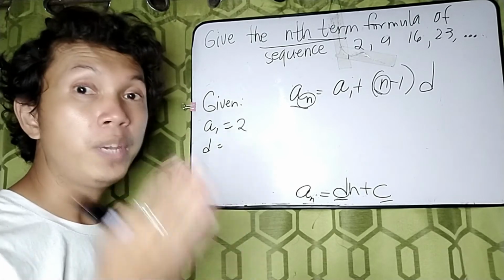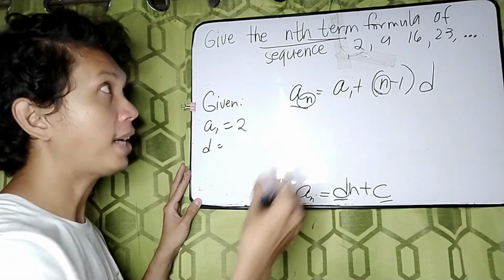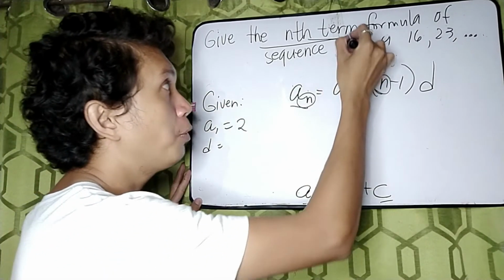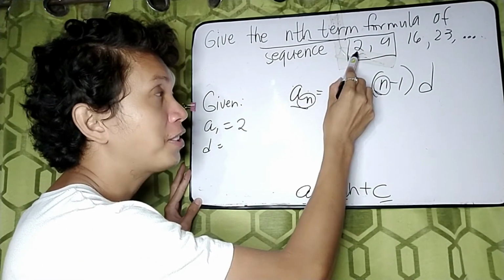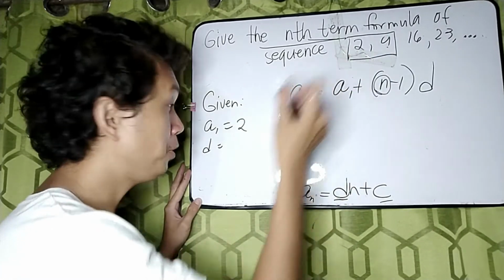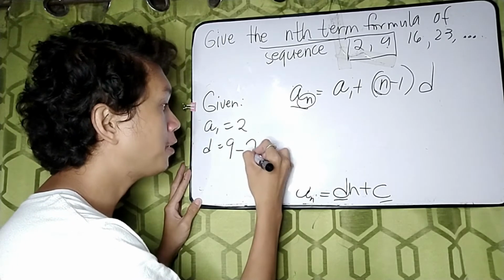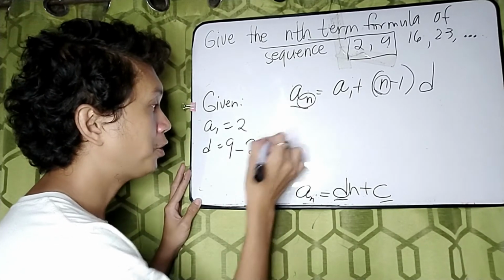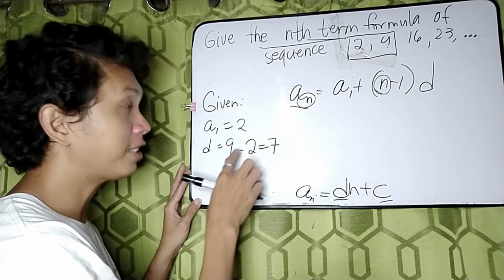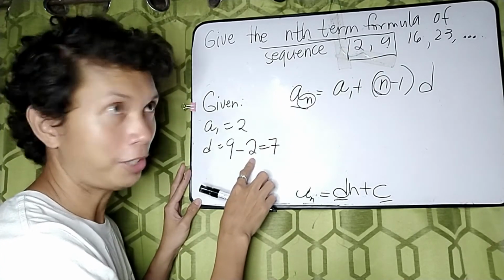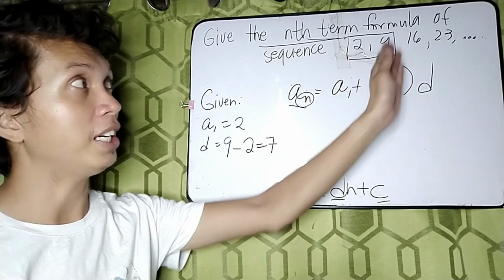To solve, we need to get two consecutive terms and subtract them. So for example, we are going to get 2 and 9, two consecutive terms. 2 will be the first term and 9 will be the second term. So 9, we should write it first, minus the first term, minus 2 equals 7. It's always the second term written first minus the first term. So our common difference here is 7. That's the number we add to get the next term.